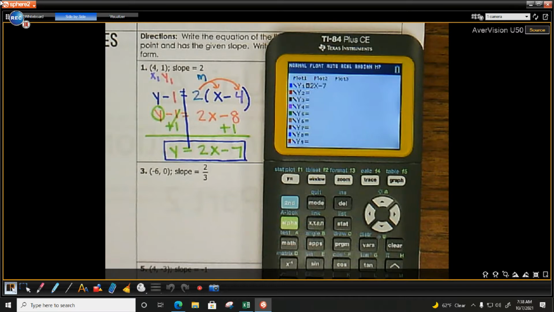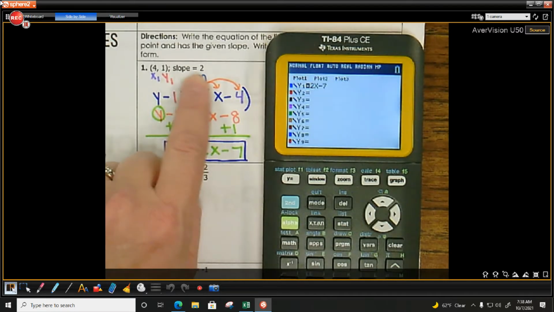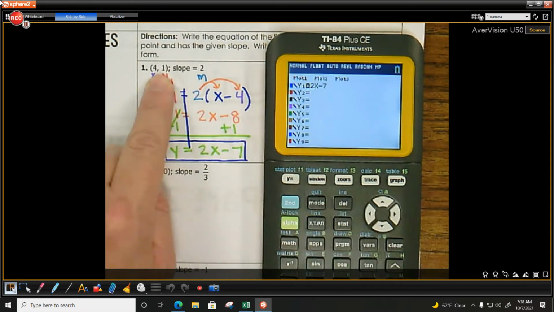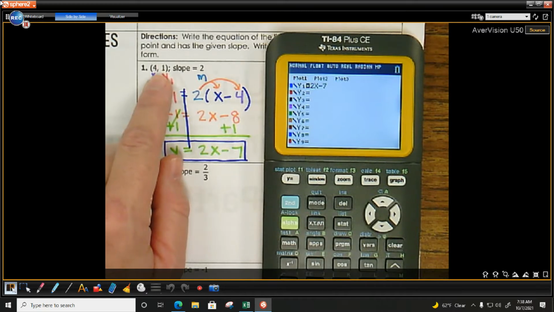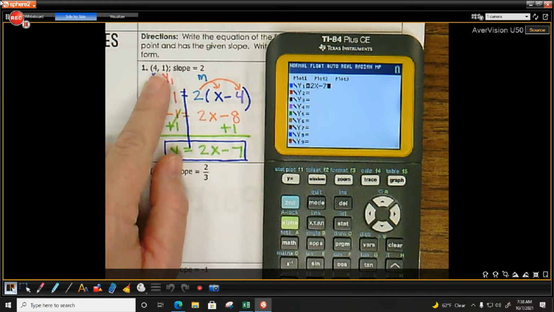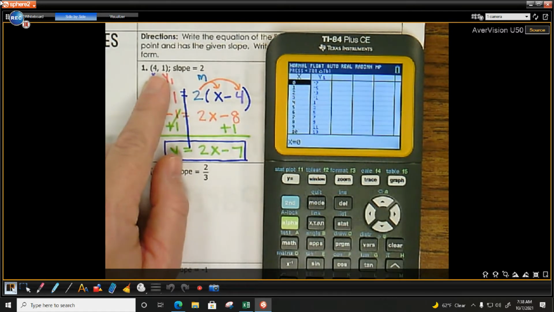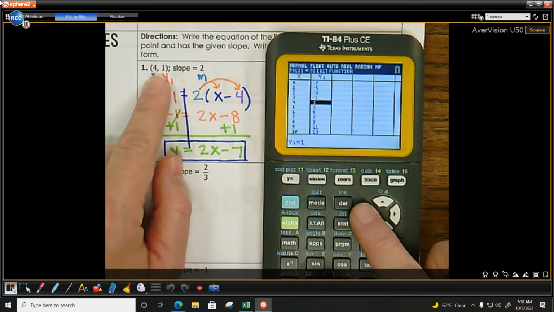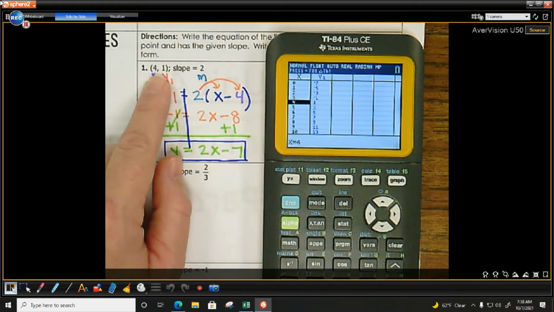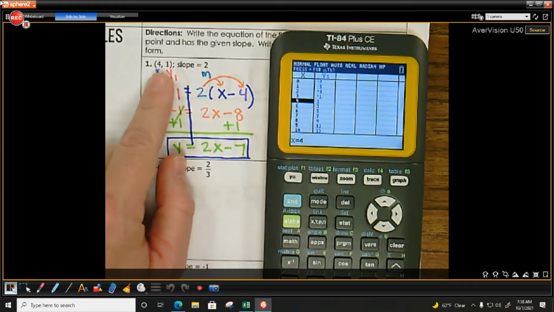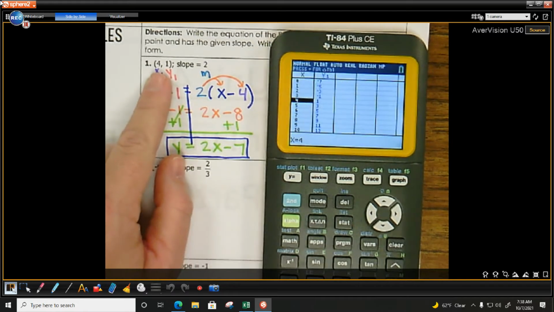Okay, so we already checked that my equation has the slope of 2. I need to make sure that this equation has the point (4, 1) on it. How can I check that? I could graph it, but what pulls up points? The table. So let's do second graph to pull up the table. Remember, second graph to pull up the table. Scroll to where x is 4. Is the ordered pair 4, 1 on my table? Yes. So we have the correct slope, and the point's on my line. So are we good? My answer is 100% correct.